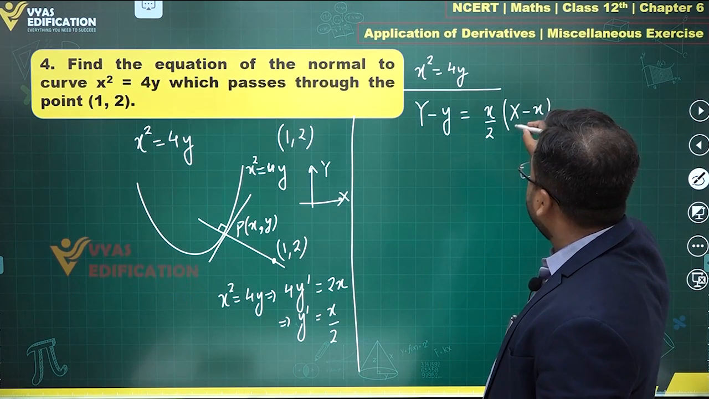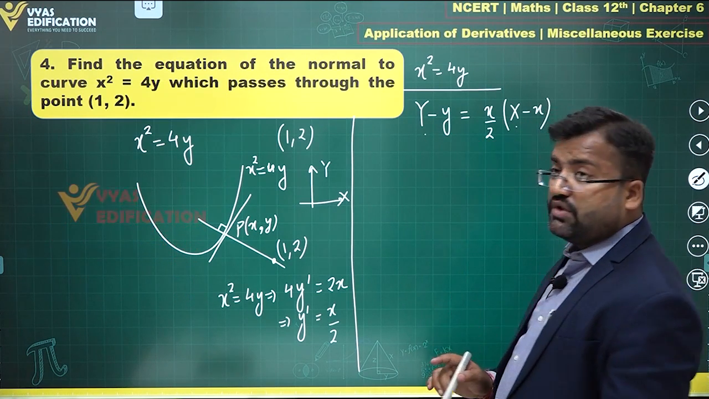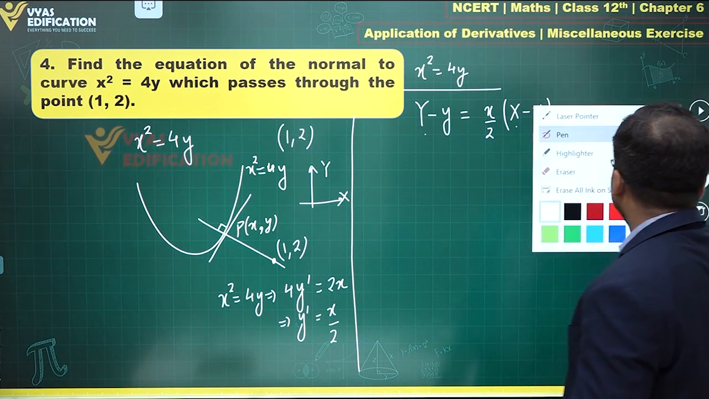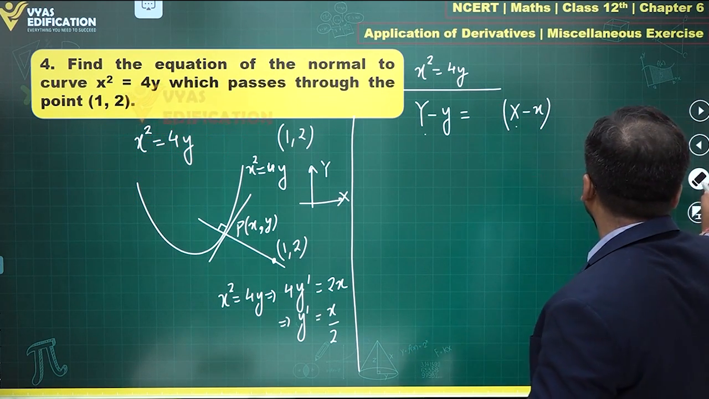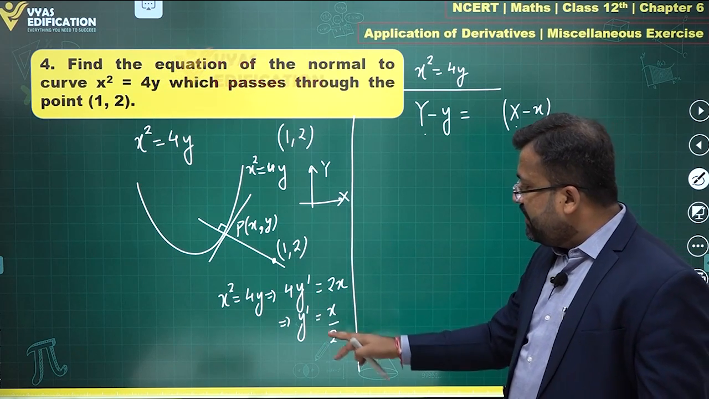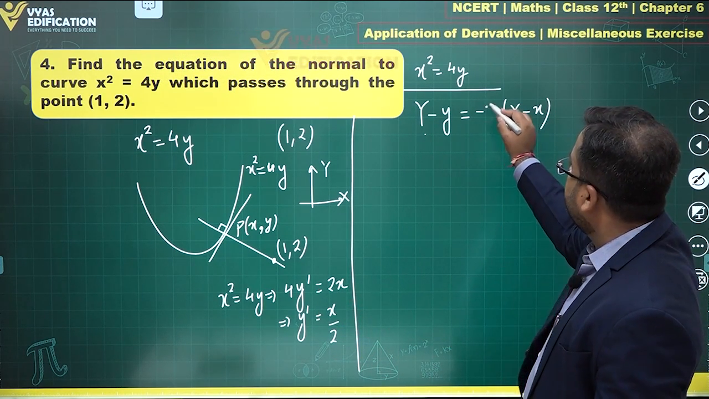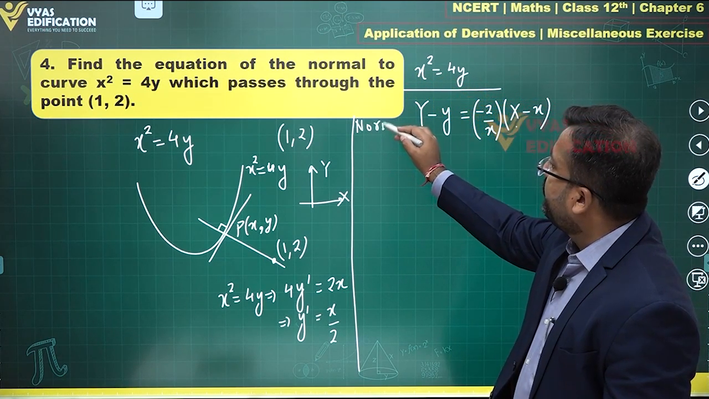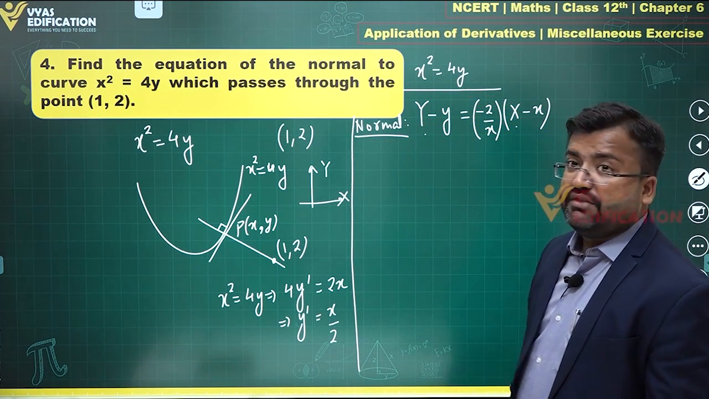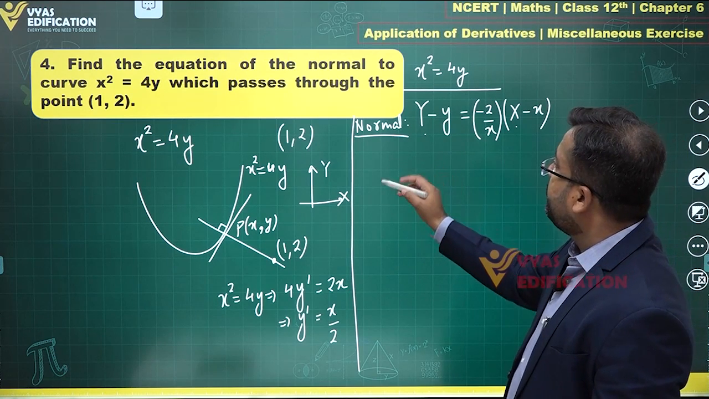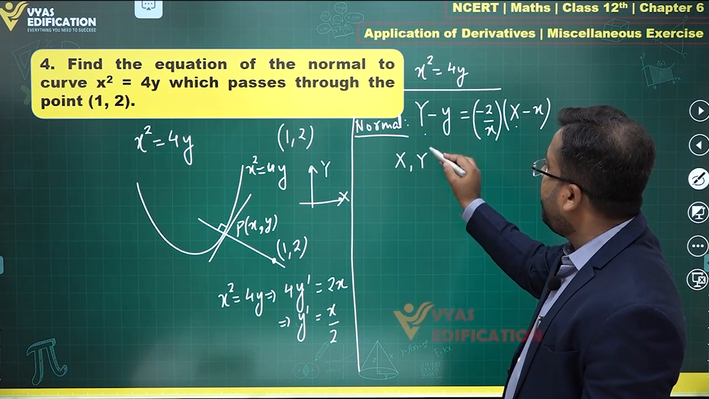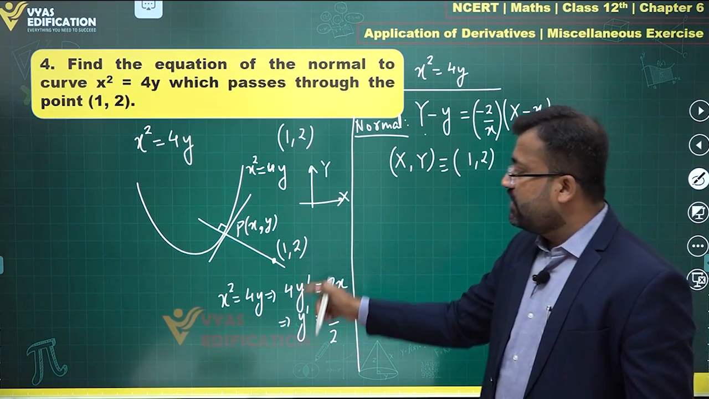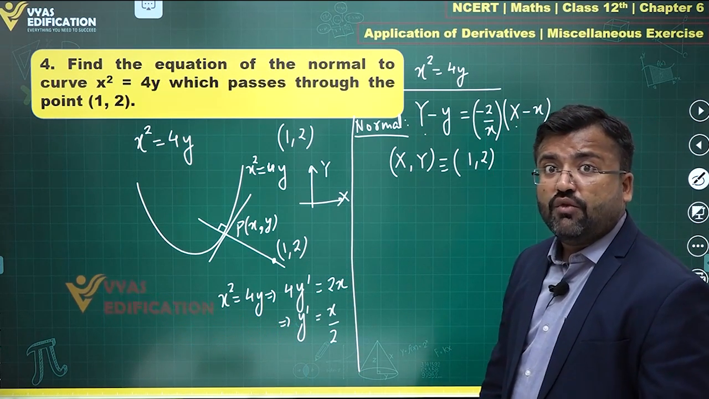Just a minute. This is the equation of tangent. We are interested in the equation of normal, not the equation of tangent. So for the equation of normal, we'll need the negative reciprocal of this, minus 2 upon x. This is the equation of normal. We already have the point and the slope. If it passes through 1 comma 2, what do we get?